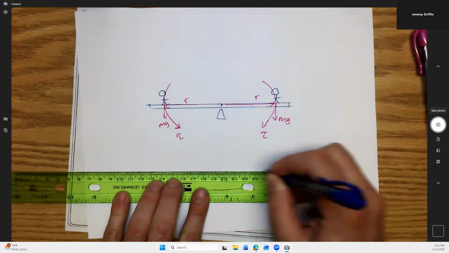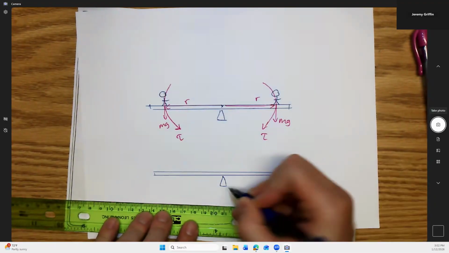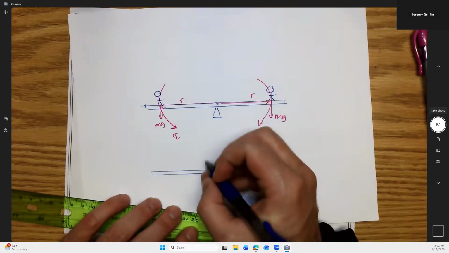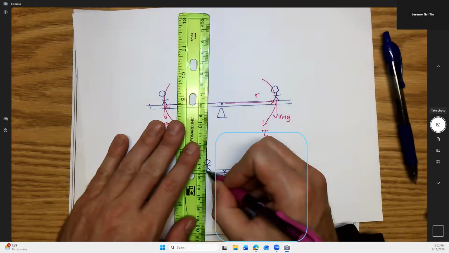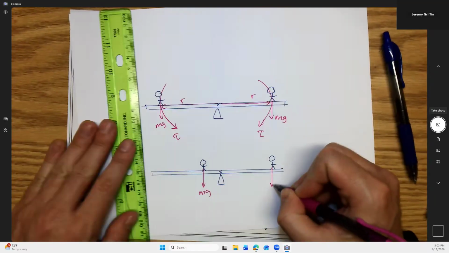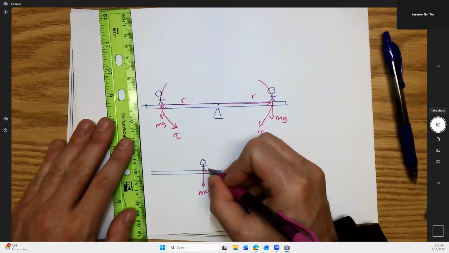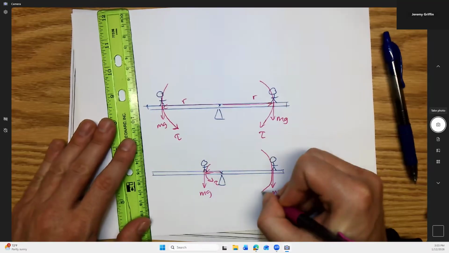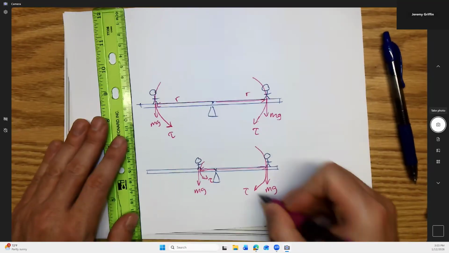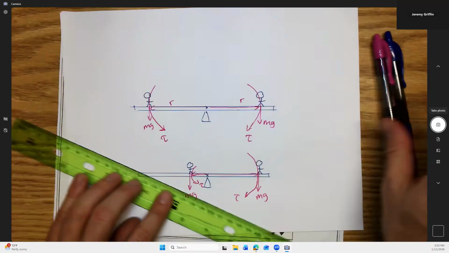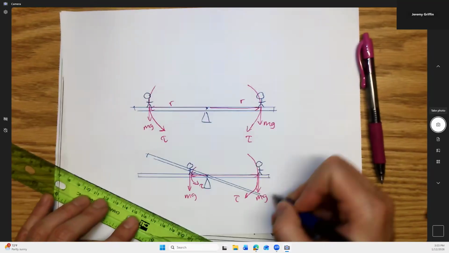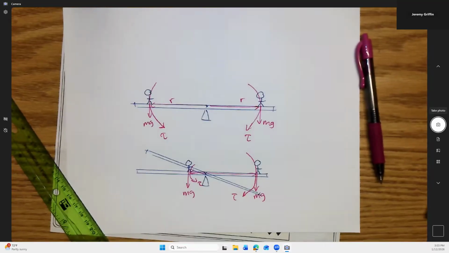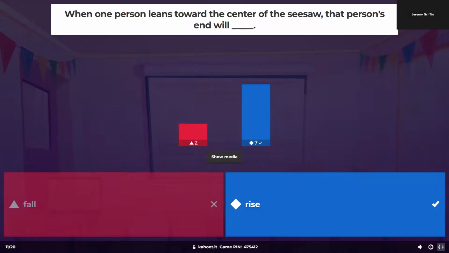The question says the person leans in, but you can always exaggerate the effect, and oftentimes that's a good trick to do. It makes something even more apparent. Now these guys' weights didn't change at all. This guy still weighs mg. This guy still weighs mg. But this is a small lever arm, which results in a small torque. This is a large lever arm, which is the same large torque as before. So this whole system is going to end up rotating clockwise, like that. So if you're the person who leans in, your end will rise. There you go. Explanation there.